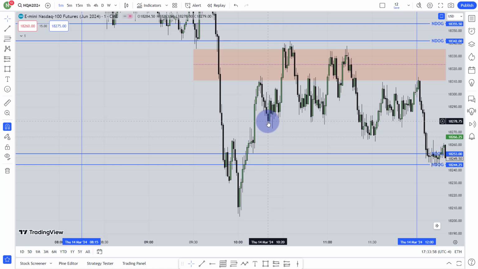Was there any market structure shift? No. Then the market went higher and tapped the new day opening gap low. See here, it has tapped over there. Then it fell lower. There was a market structure shift. I took that entry and I got stopped out.